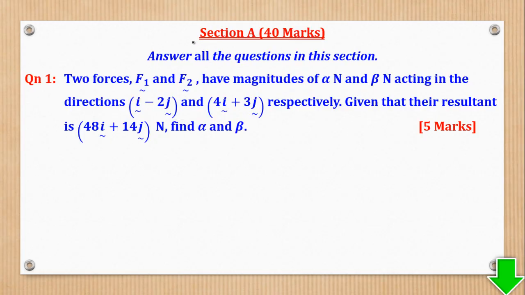So this paper contains section A and B and it is entirely mechanics. Paper 2 was divided into two parts: there is Math Part 2A, which is mechanics, and Math Part 2B, which is statistics and numerical methods.